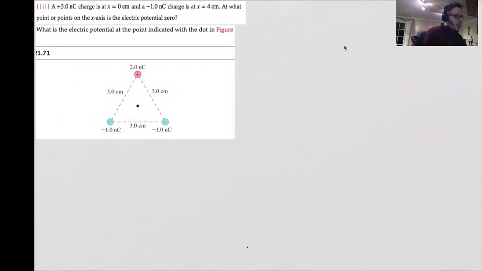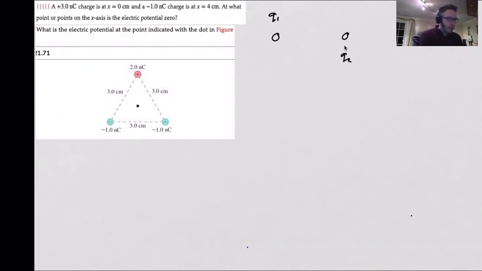We see the first one says some nanocoulomb charge at x equals 0, and another one is at x equals 4. Let's get a sketch of this. We got a Q1 here and a Q2 here. They then ask at what point or points on the x-axis is the electric potential 0 based on those Q2s.